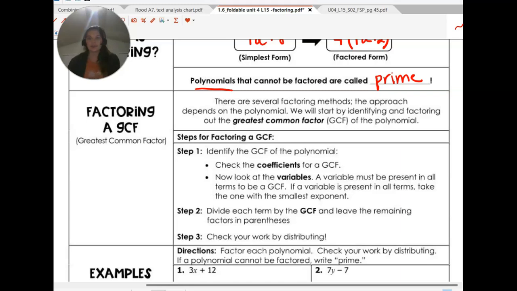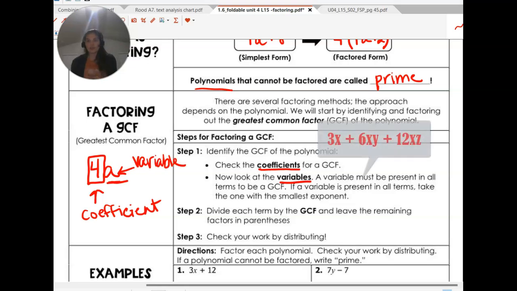So steps for factoring a greatest common factor. We have step 1, identify the greatest common factor of the polynomial. So you're going to check the coefficients. What is a coefficient? Well, the coefficient is, so we have 4a here. The coefficient is the number in front of the variable. That's our coefficient. And variable, well, this is our variable, the letter, the unknown.